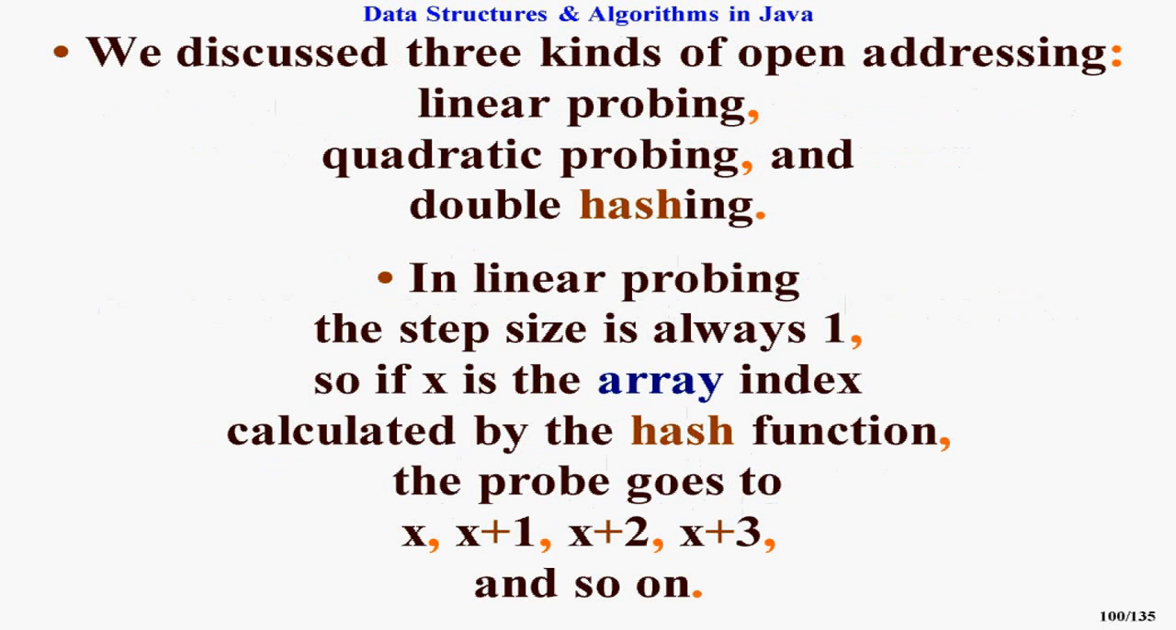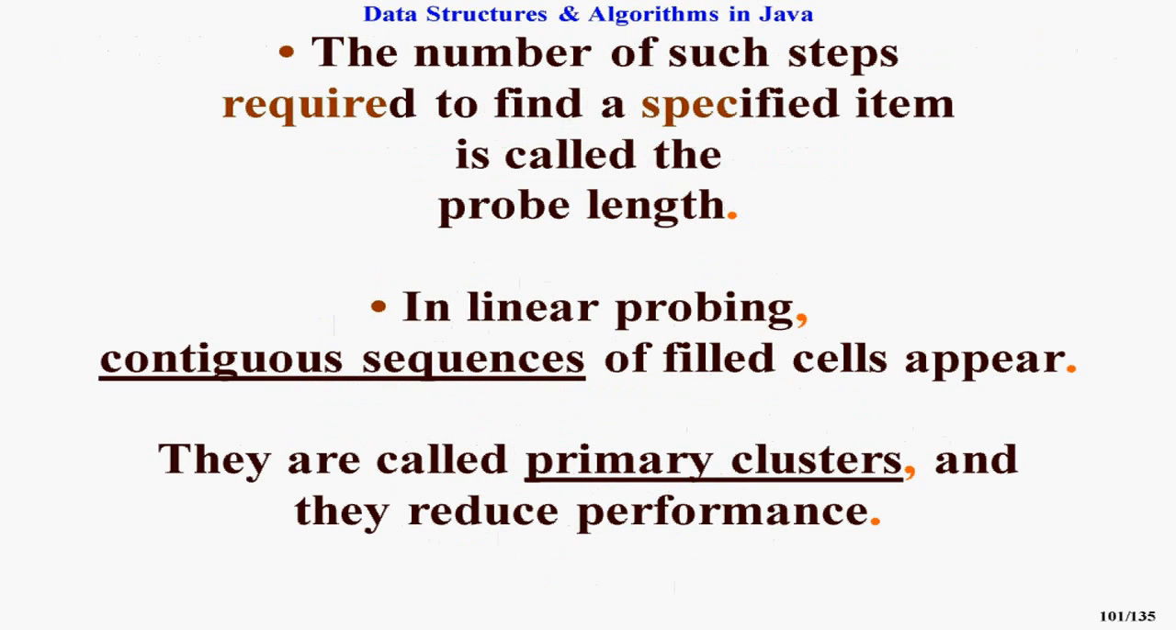We discuss 3 kinds of open addressing: linear probing, quadratic probing, and double hashing. In linear probing, the step size is always 1, so if x is the array index calculated by the hash function, the probe goes to x, x plus 1, x plus 2, x plus 3, and so on. The number of such steps required to find a specified item is called the probe length. In linear probing, contiguous sequences of filled cells appear. They are called primary clusters, and they reduce performance.